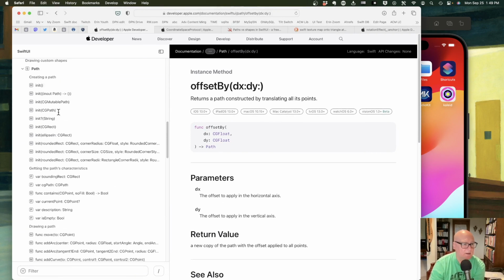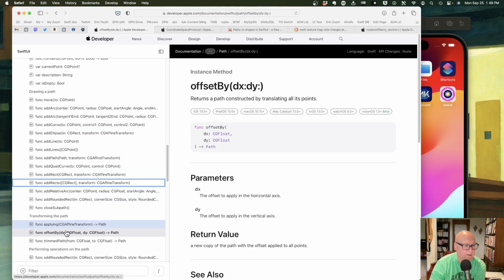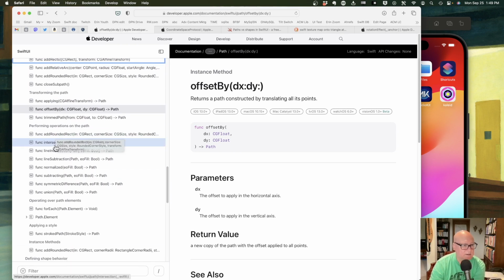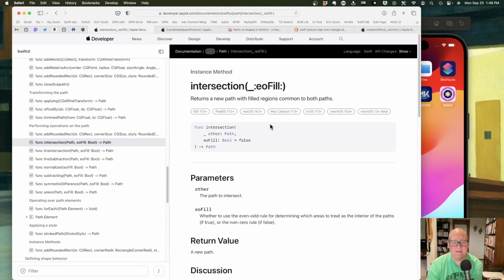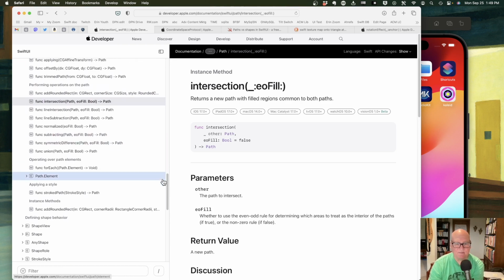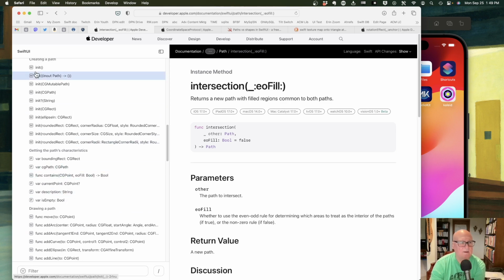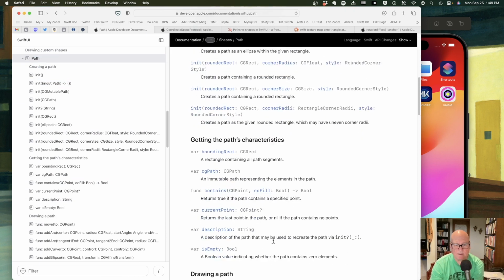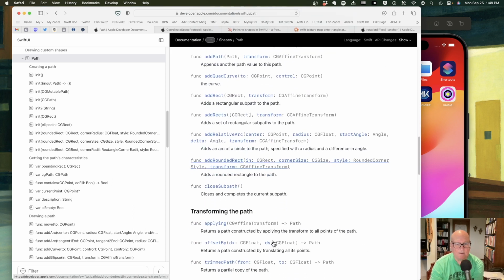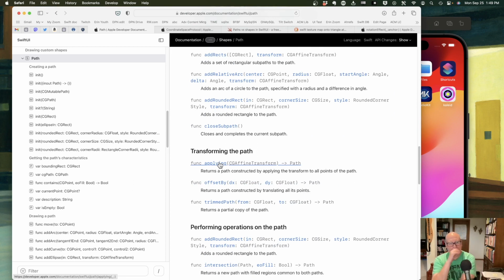Is this still in path? Yeah, let's go look at path. Oh no, here's one I want. Filled regions common to both paths. Okay. But I don't see anything that's gonna... Well, there was applying. Where'd that go? Let's just go to path. Applying. Oh, now this. Okay. Applying. Well, I'm going to have to look up this guy again.